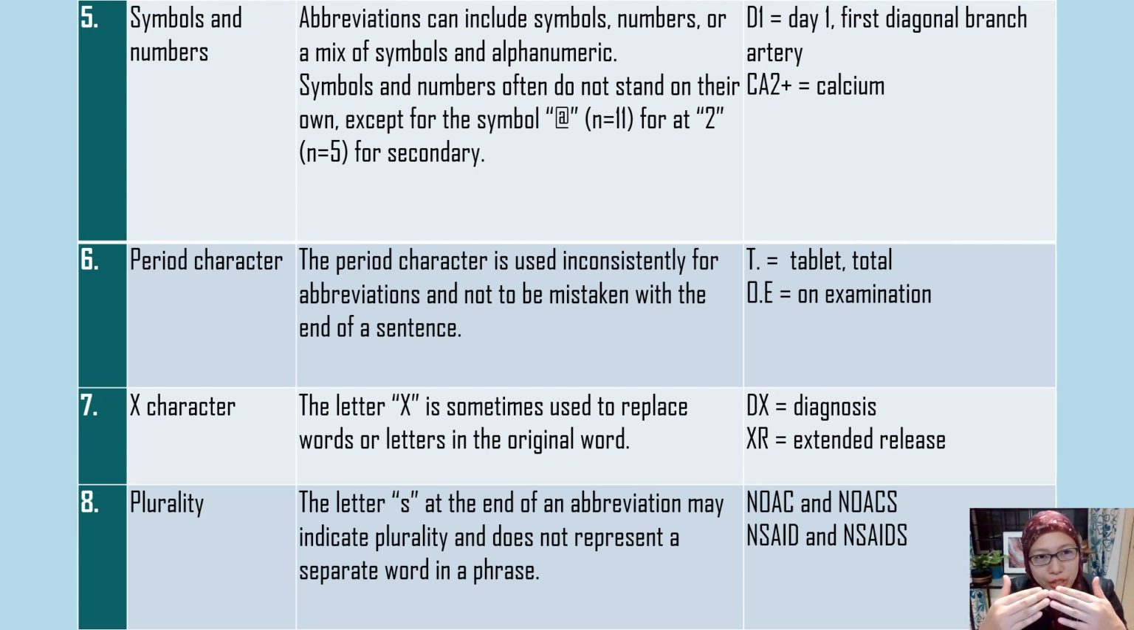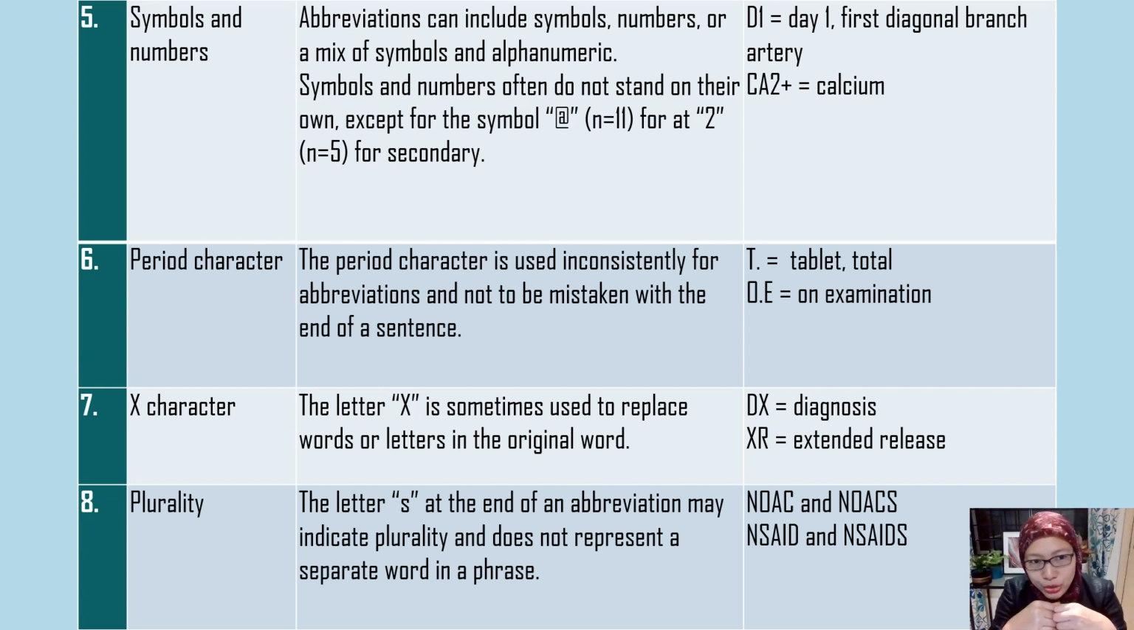We also should look into the use of symbols and numbers. If there are symbols and numbers inside the word, it may indicate that it is an abbreviation. For example, D1. Some people might use it to mean day one, but it can also be first diagonal branch artery, which is commonly used in cardiology. And sometimes they use the number 2 plus for calcium, and so forth.